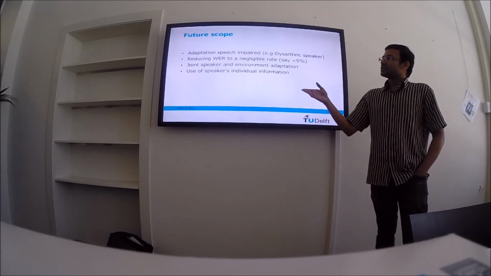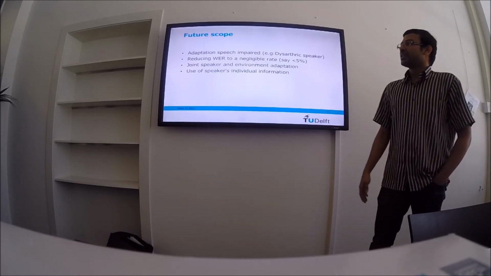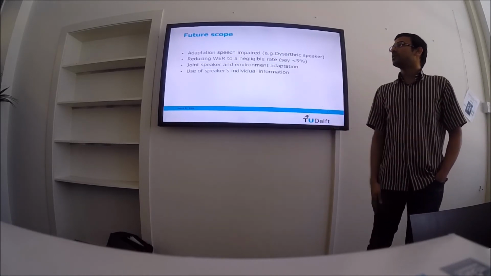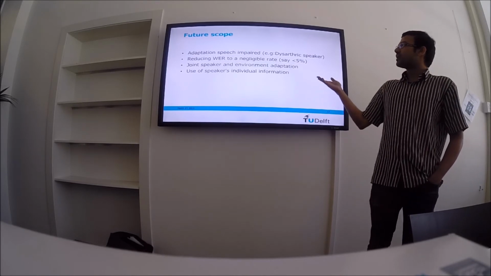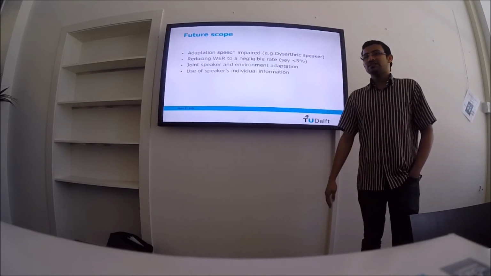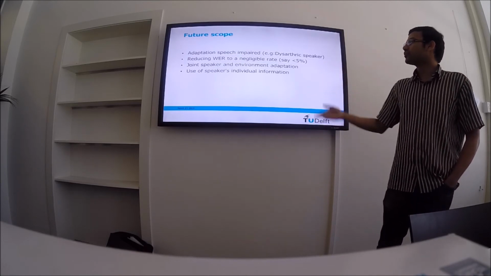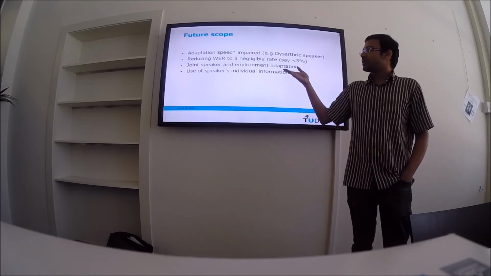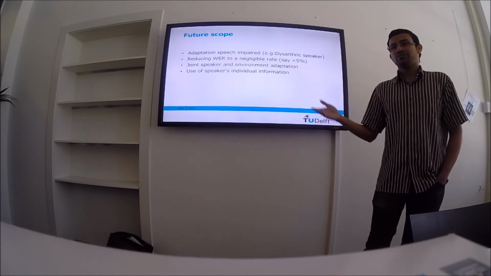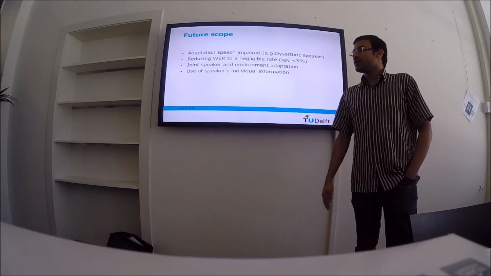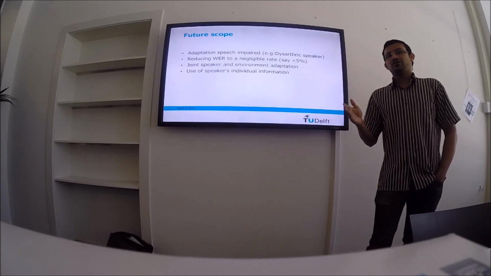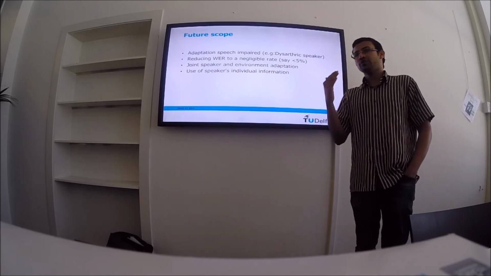Now we are coming to the final slide, the future scope. The future scope can be the adaptation for speech impaired people, something like dysarthric speakers. These are topics of current research. Another goal is reducing the WER to a negligible rate, something below 5% or so, so that it can be used for any kind of real life application, and it will be more reliable.